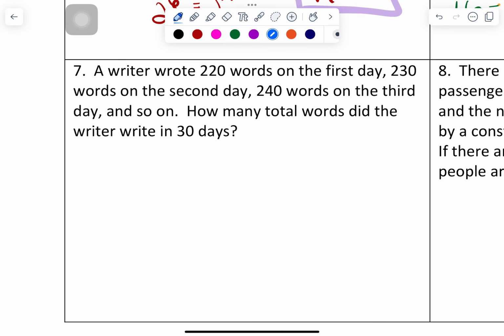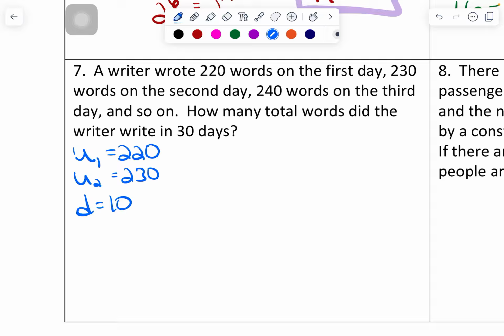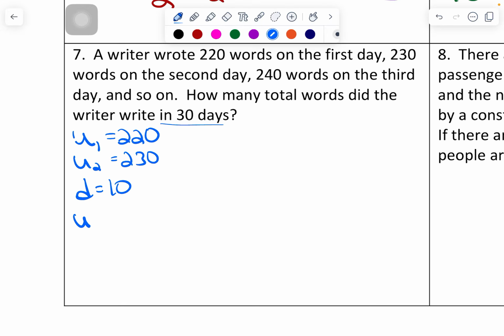All right, problem number 7. A writer wrote 220 words on the first day. So U sub 1 is equal to 220 words. U sub 2 is equal to 230. So, okay, our D value is 10. How many total words did the writer write in 30 days? Okay, so we need to figure out how many words were written on day 30. So U sub 30 is equal to 220 plus 30 minus 1 times 10.